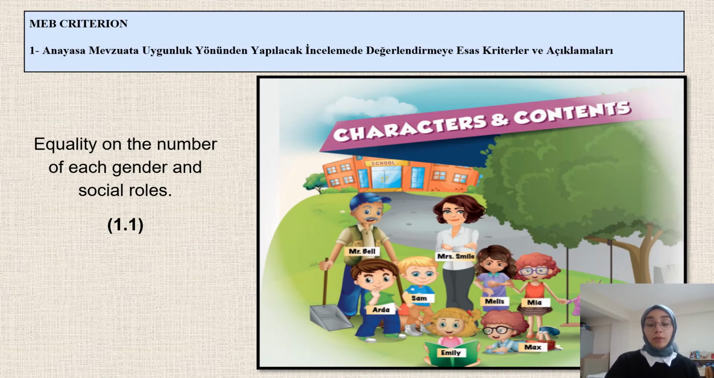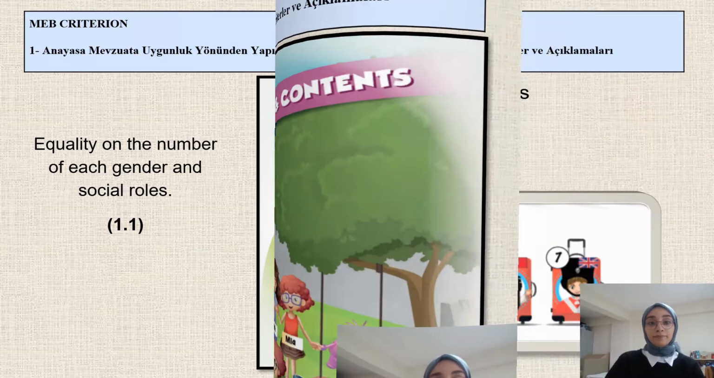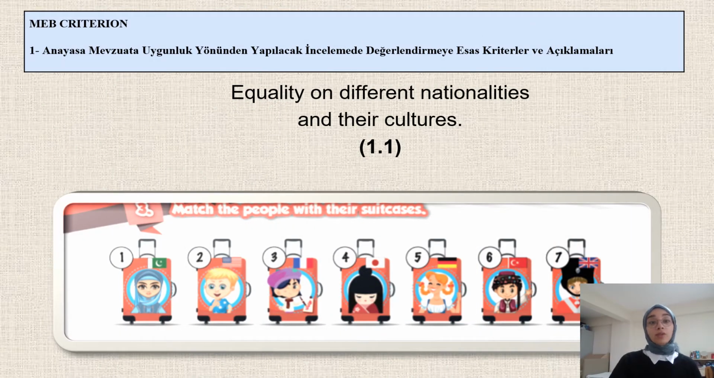According to the first criterion, there should be equality on gender and social roles. So there should be the same number of girls and boys in the book. When we look at the book, there is no problem with this criterion. Also there should be equality on different nationalities and their cultures. Again, there is no violation against this criterion.